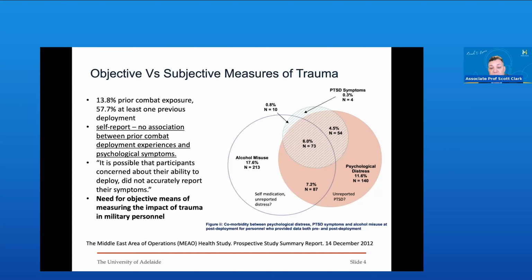And this Venn diagram here shows that there were significant rates of alcohol abuse that occurred outside of reported PTSD and reported trauma. Potentially this represents self-medication and unreported distress, and is another example of the underreporting of problems with trauma in soldiers.